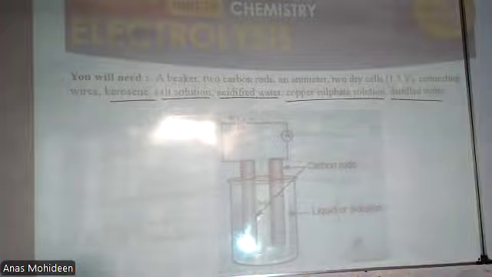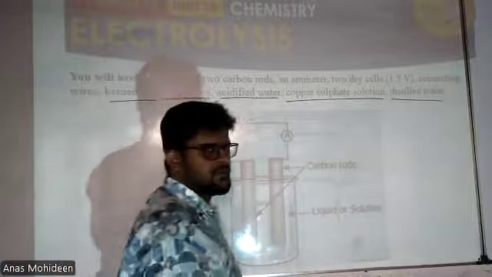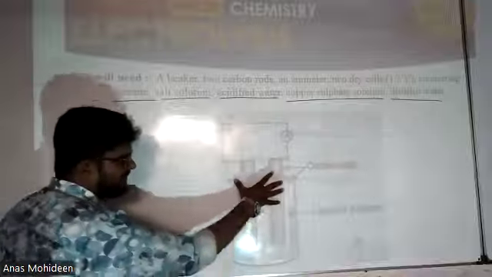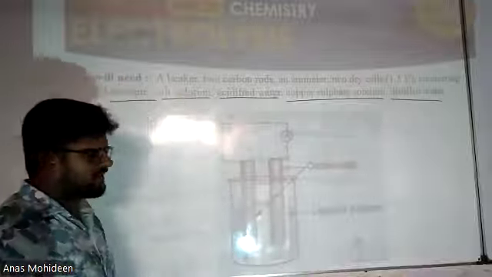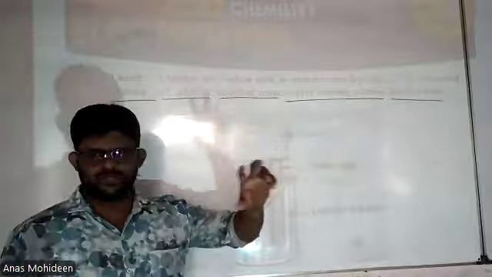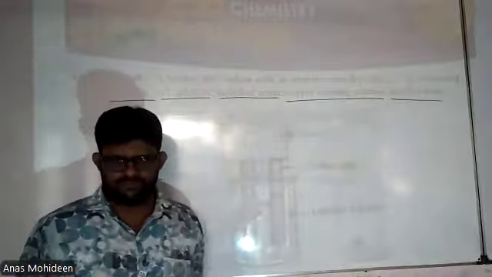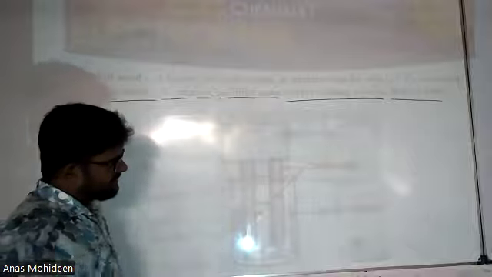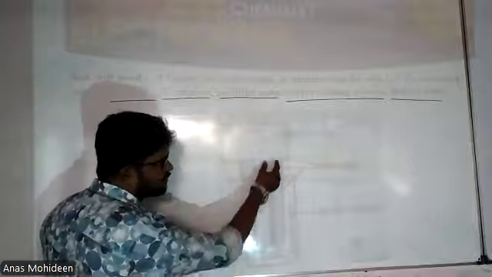Okay. Now we see what do we have? This activity. We have a liquid container. In that liquid container, out of these 5 liquids or solutions, I'm going to apply them one by one. And I have already dipped 2 carbon rods.